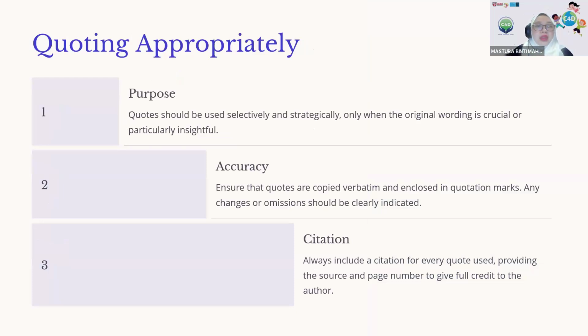Right? Quoting appropriately. If you want to write a direct quote, you have to use it selectively and strategically. You don't quote the exact same paragraph. What you do is dissect the most important component that will be beneficial for your research. Okay? And then you have to make sure that the verbatim, meaning the exact words used in the quotation, should be indicated. Let's say, for example, you're quoting parts of a book. You have to mention the page number and where it comes from in the in-text citation as well as the references list. And then basically, again, you have to give full credit to the original author.